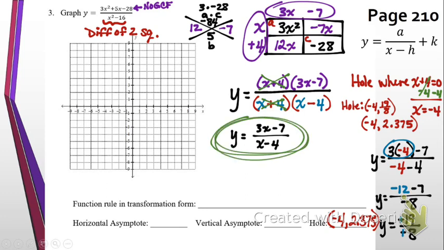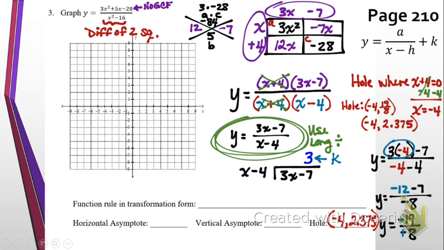Is this transformation form? Can you identify a, h, and k from that? No. How do I get it into transformation form then? Well, I don't know division. Yep. We're going to use long division. So I'm going to have x minus 4 on the outside, 3x minus 7 underneath. What's my whole number that goes up on top? 3. So here's k.